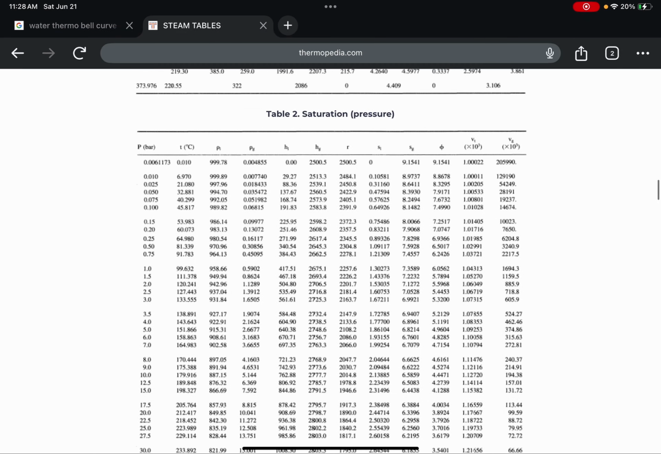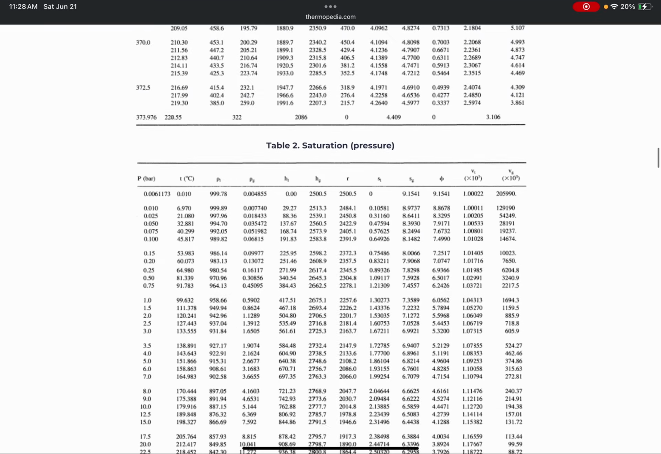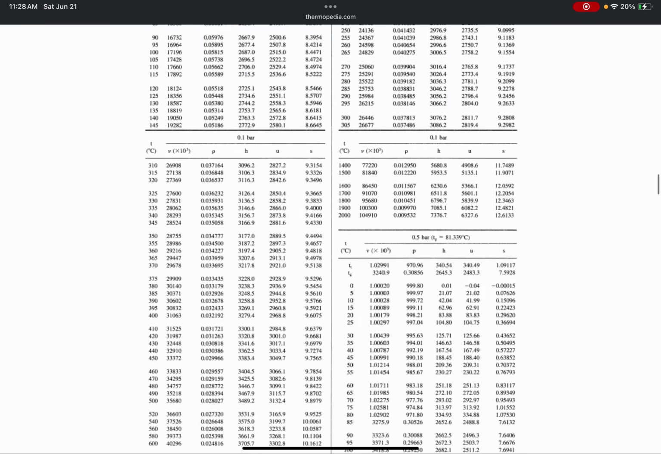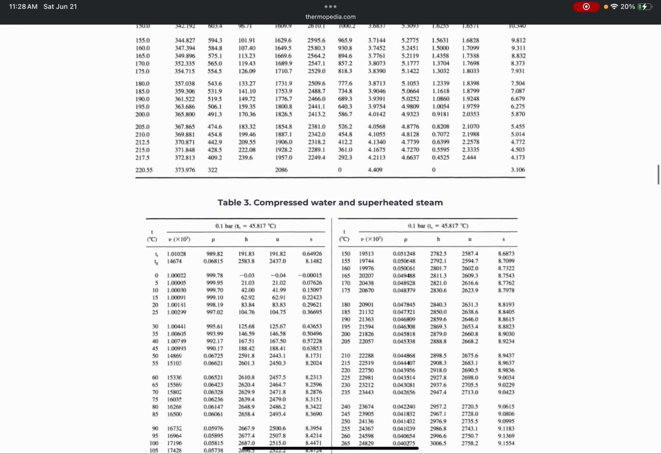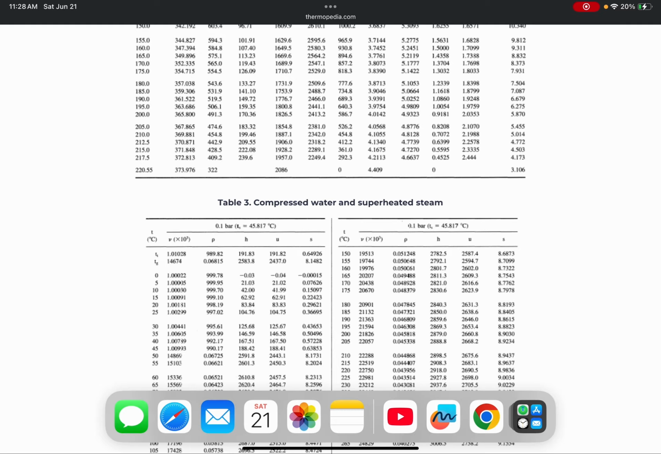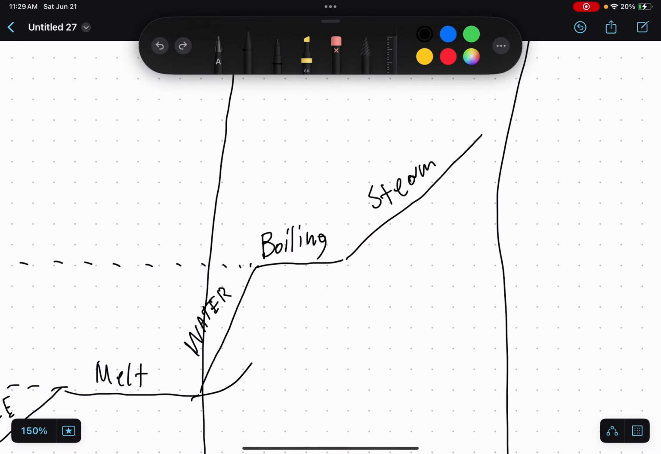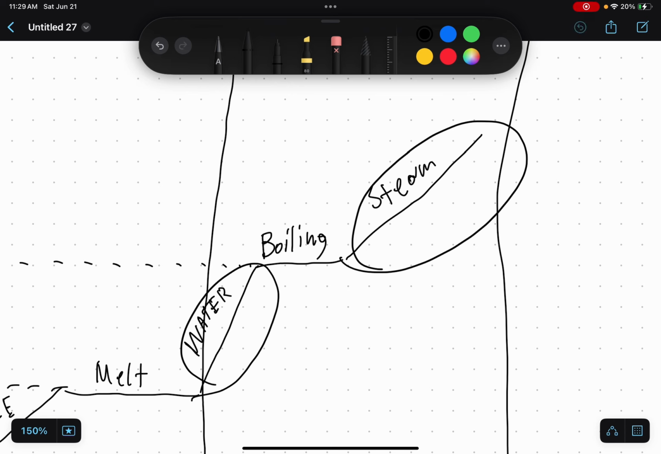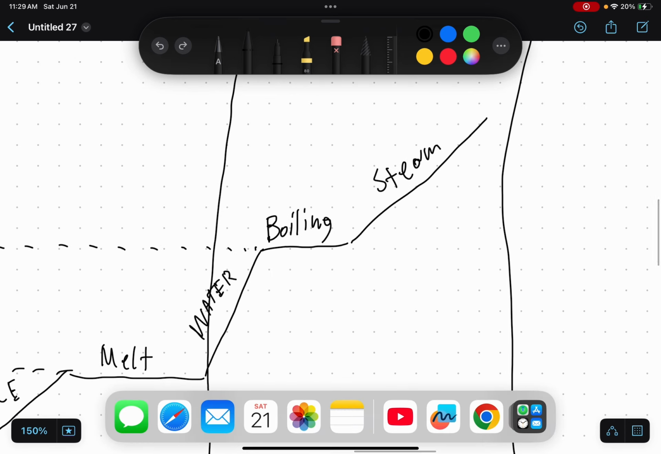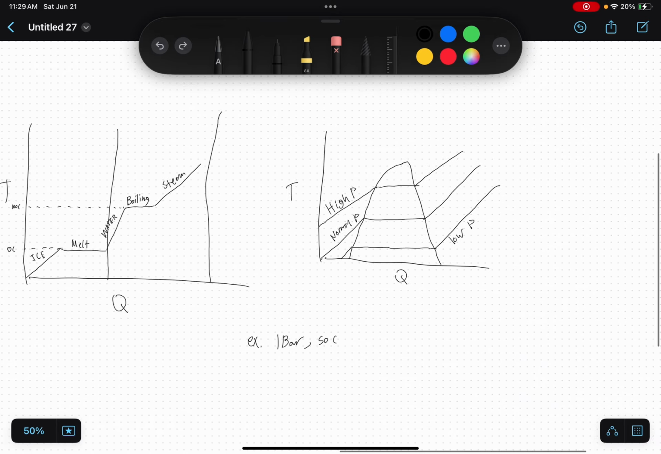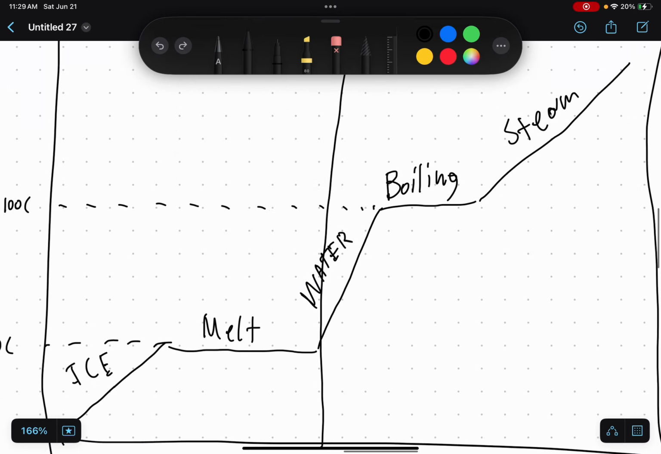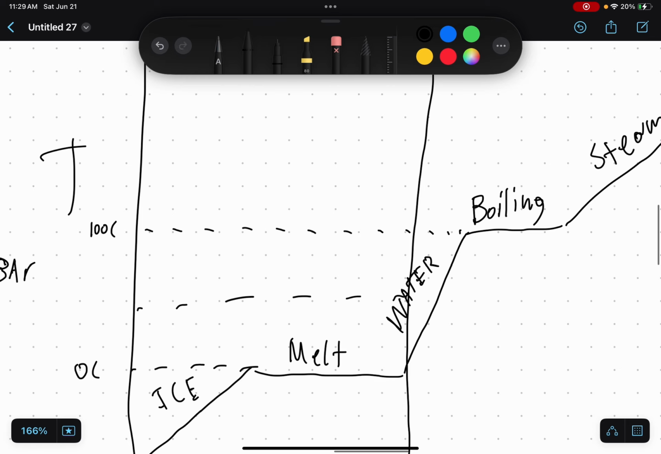And then there's also, this is still saturation. Here we go. Compressed water and superheated steam. So these tables would be if you're in the water region or the steam region. So there's two types of tables. There's saturation, which is for mixtures, for boiling. And then the rest of the tables are for if you're water or steam. All right, so we picked 1 bar, 50 Celsius. Right away, we know we're going to be in the water tables, not in the mixture tables.